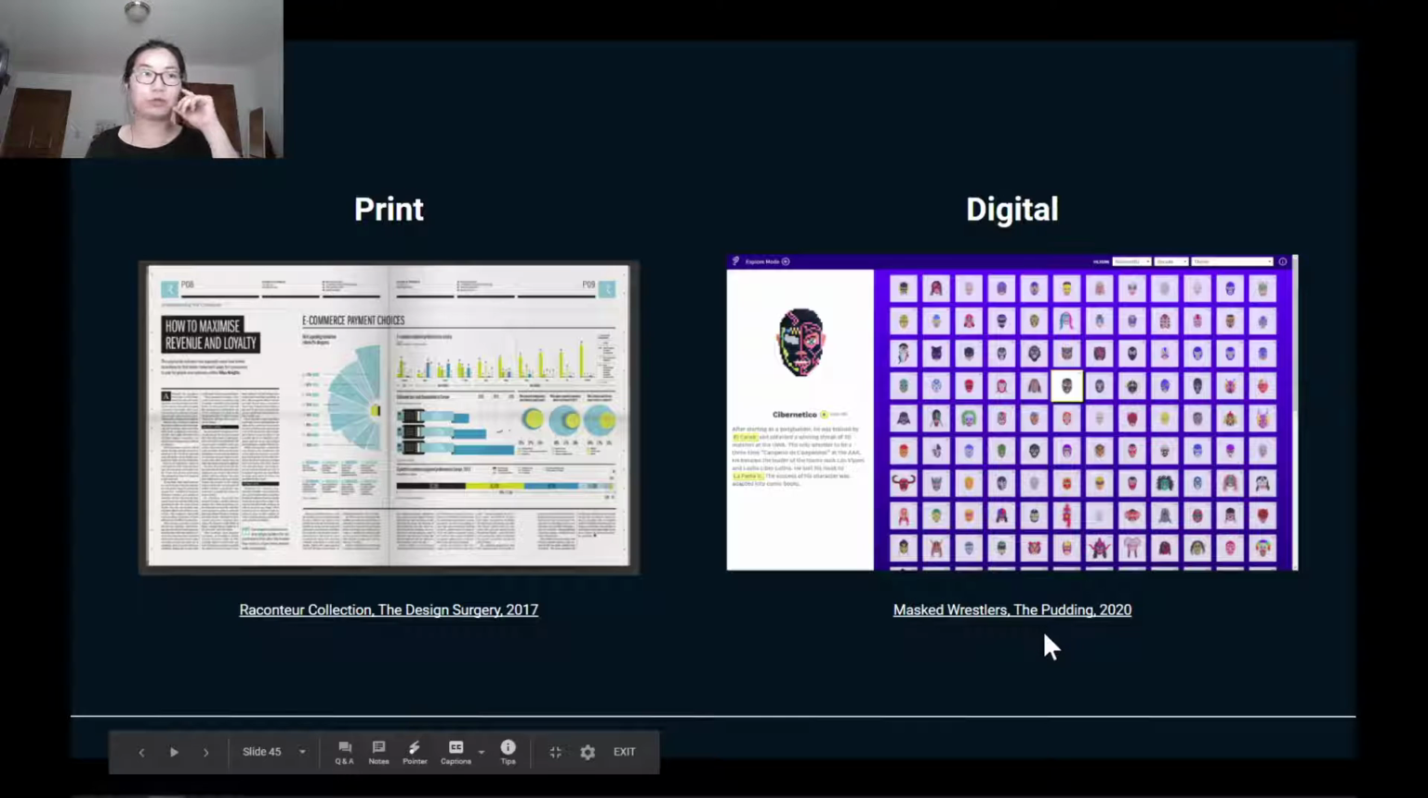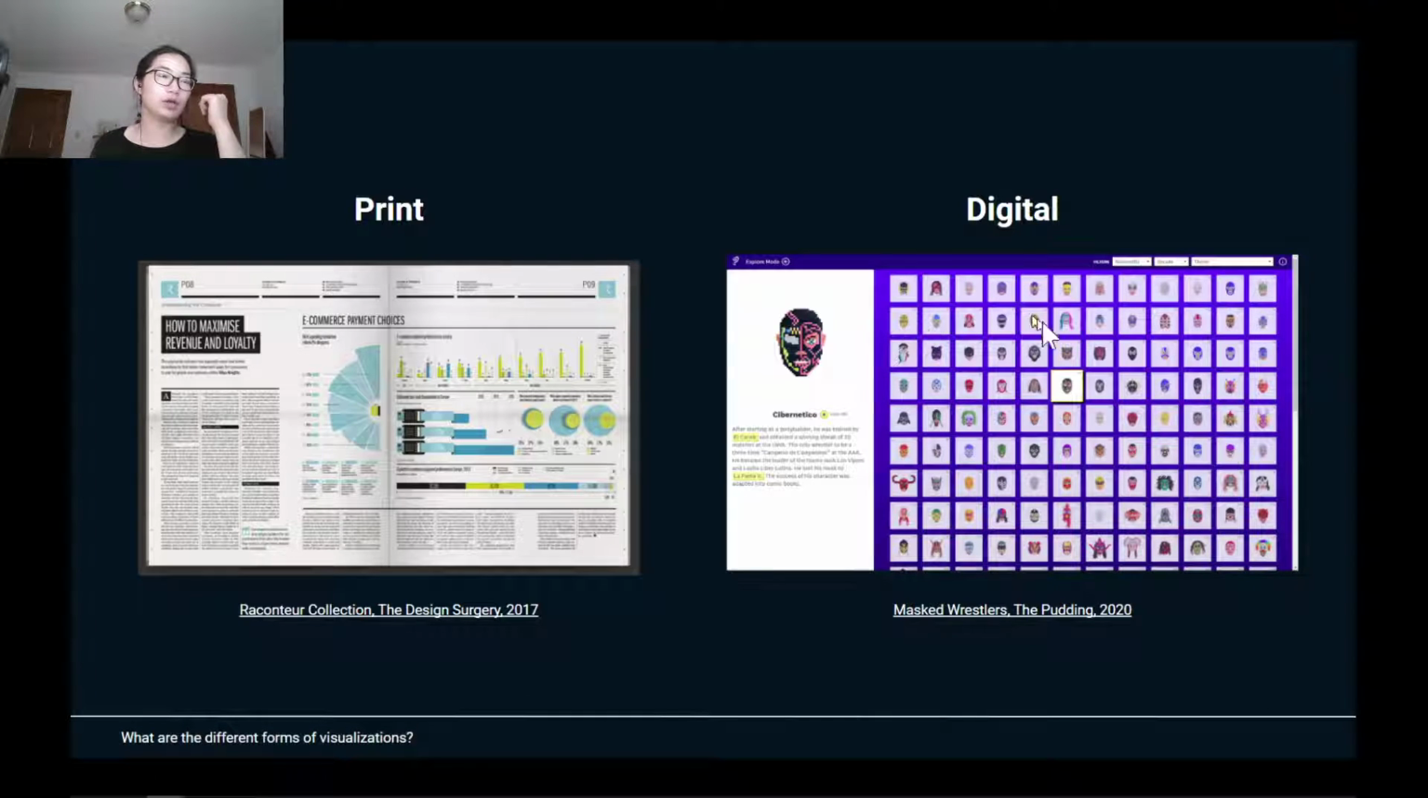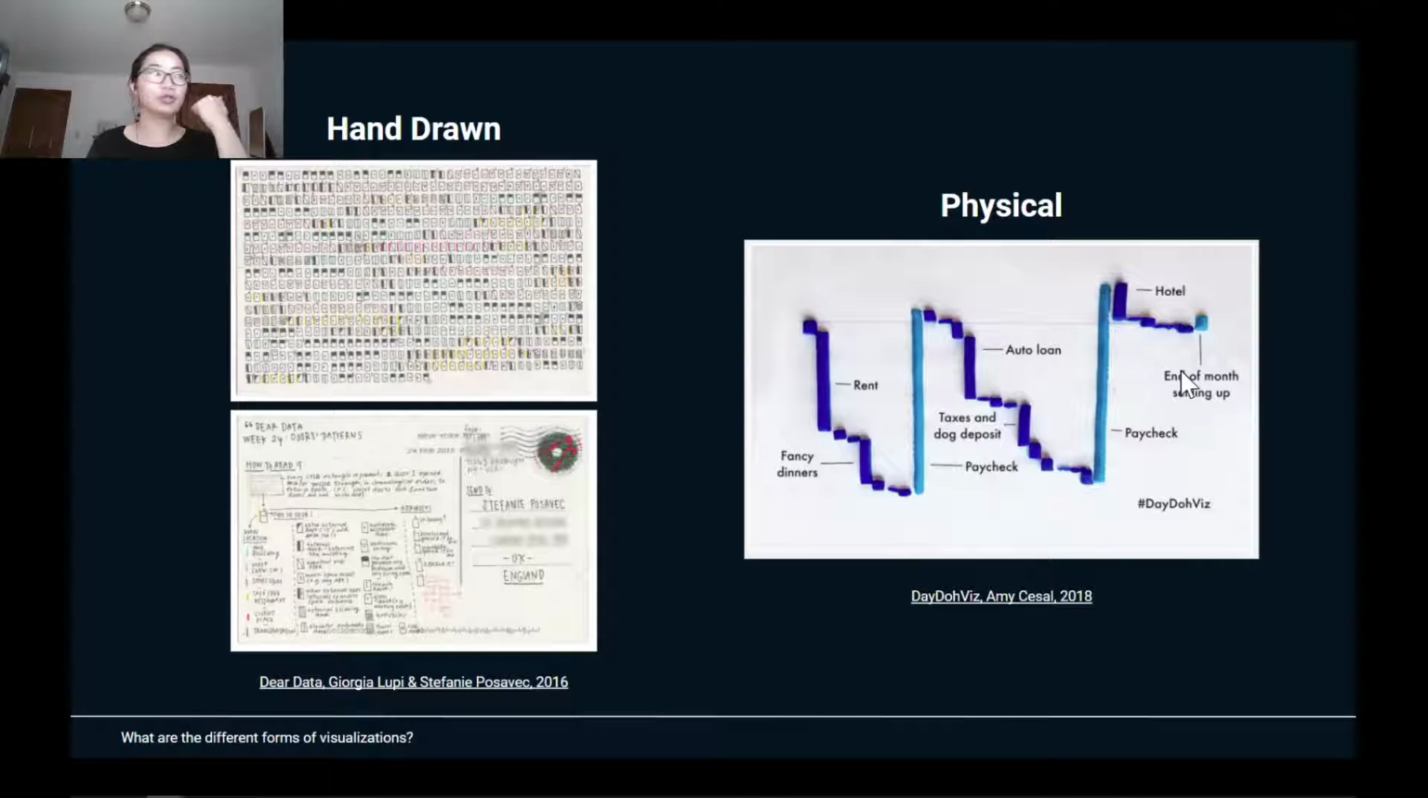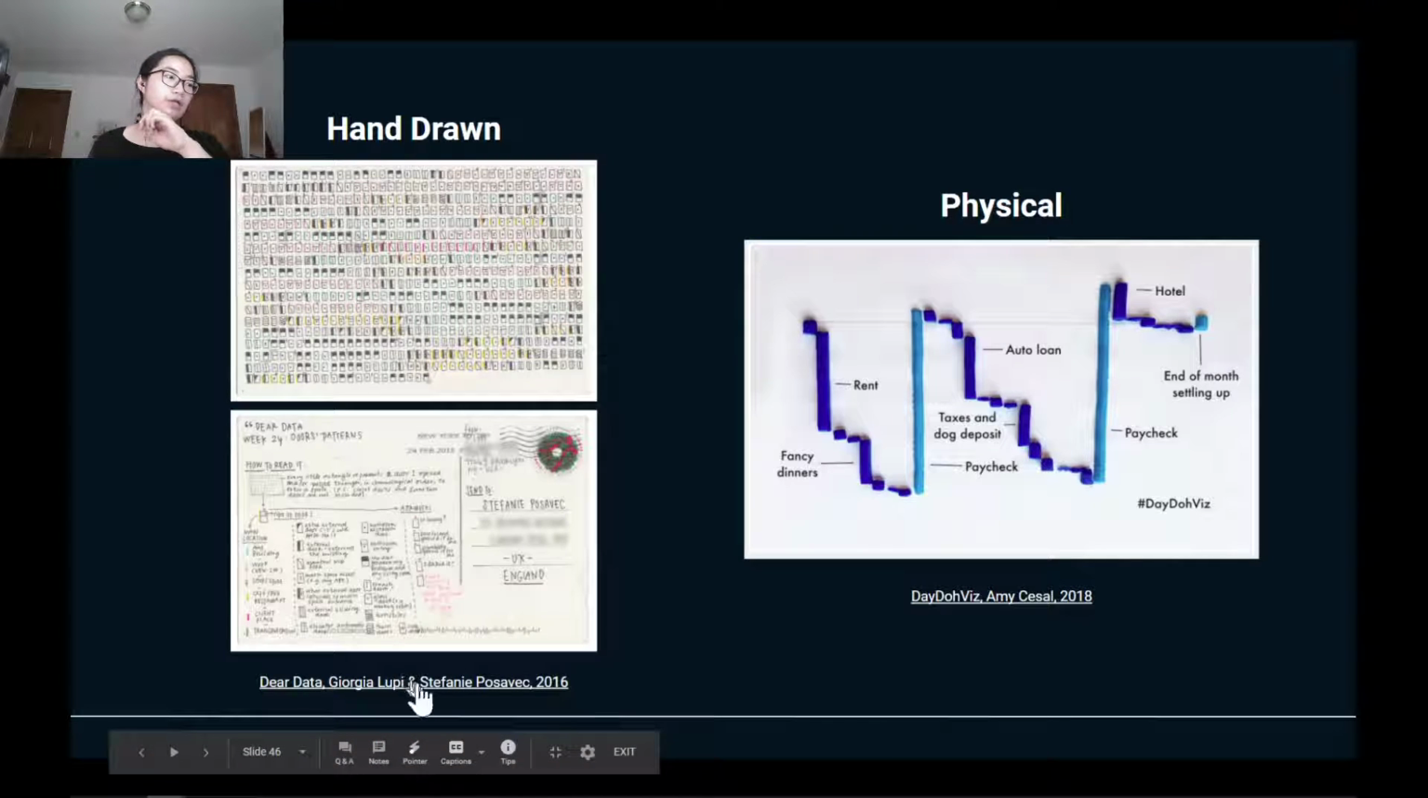So this is by The Pudding. It's interactive, right? Usually you can explore the data yourself. You can have fun here. This looked at the type of masks that wrestlers would wear, and you can go through it and you can filter it as well. In addition, there's also hand-drawn. This is something that's more of a recent development in this field. This is by Giorgia Lupi and Stefanie Posavec as part of Dear Data.